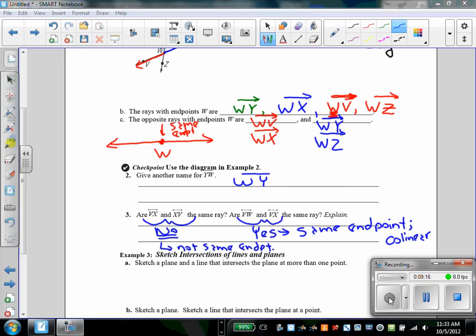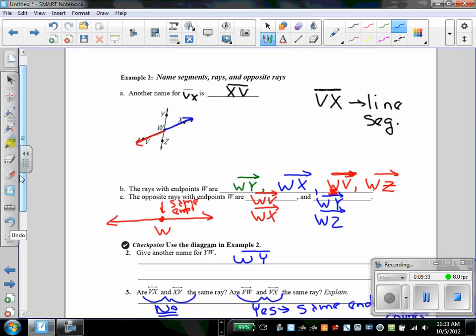Remember, they do have to have the same endpoint and the same direction. Now if you look at the second one, are VW and VX rays the same? Well, they both have the same endpoints, so that's good. And notice if I go up here, I'm going to erase this.